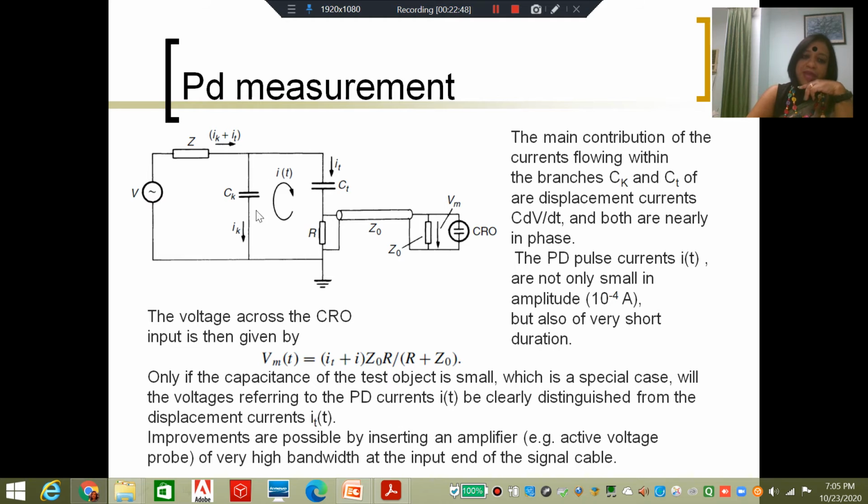Now, therefore, to be able to distinguish the PD current when it superimposes on the displacement current, you need to distinguish it, and it has a very small magnitude. So it is going to be very difficult. Therefore, we would need to insert amplifiers or active voltage probes of very high bandwidth at the input end of the signal cable if we want to detect this current pulse, and if we wish to observe it in the CRO.